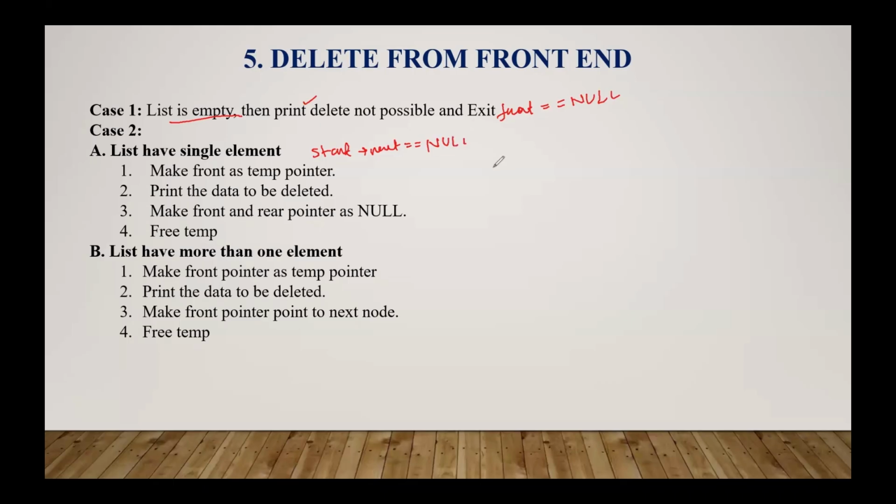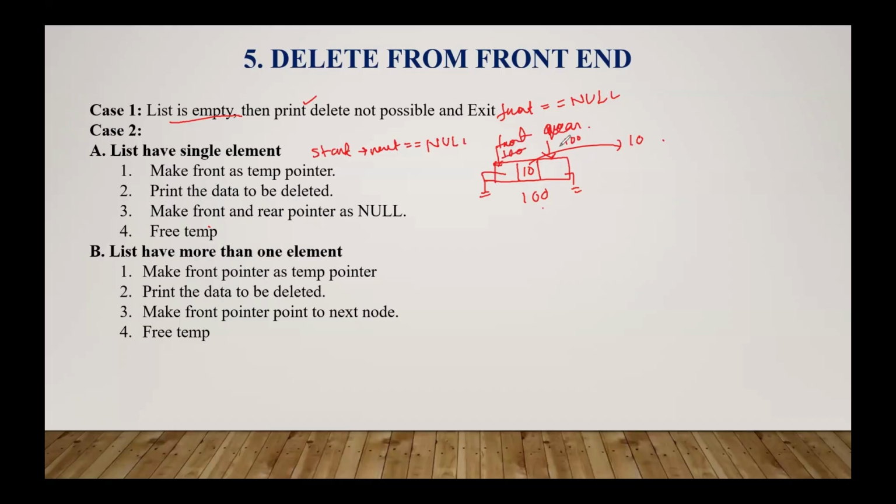If start next equals null, then the list has a single element. For example, this is a doubly linked list with the value 10. This one is null, this one is null, this is the front, because there is only one element. So now in our queue, only one element is present. Make the front pointer a temp, and print the data: 10 is going to be deleted.